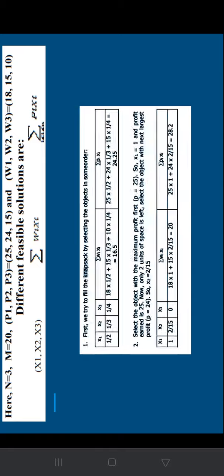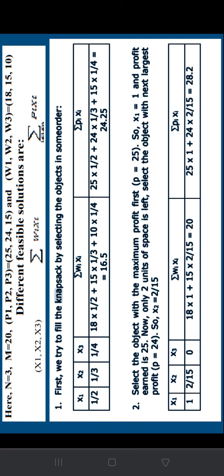Okay, now an example is given: n is equal to 3, m is equal to 20. That means there are 3 objects, and the capacity of the bag m is 20. The profits earned are P1, P2, P3, which are 25, 24 and 15. And the weights of the objects W1, W2, W3 are 18, 15 and 10. And we can have different feasible solutions. So we can have many feasible solutions, and one must be the optimal solution.